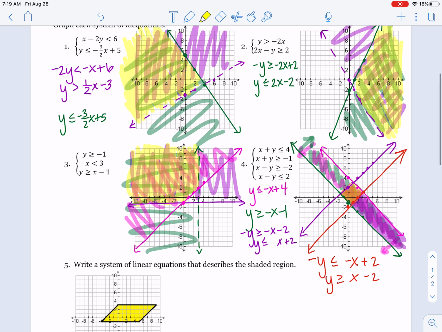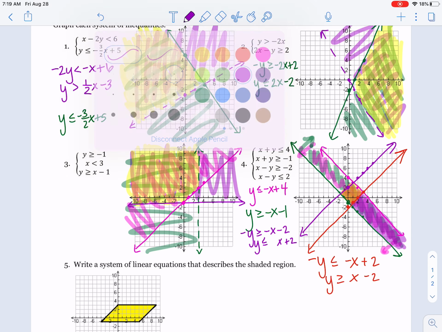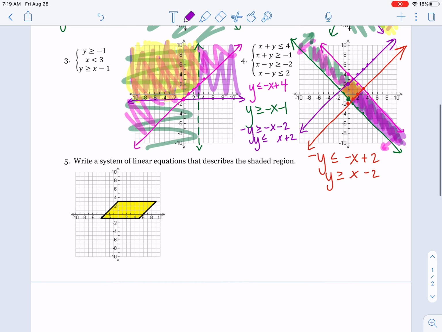So hopefully this is kind of bringing you back to last year, whether you were here or in middle school. It should have been something that you were all exposed to. And then the very last one, I like to do these where you work backwards, get a little honors level in here. So we're going to write a system of inequalities that describes the shaded region below.